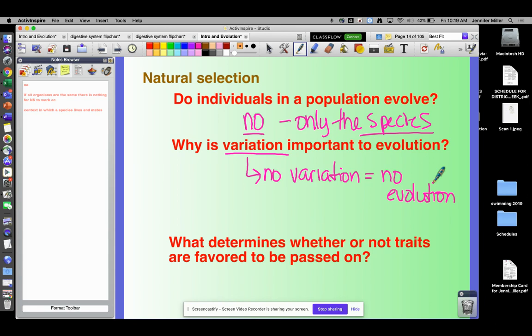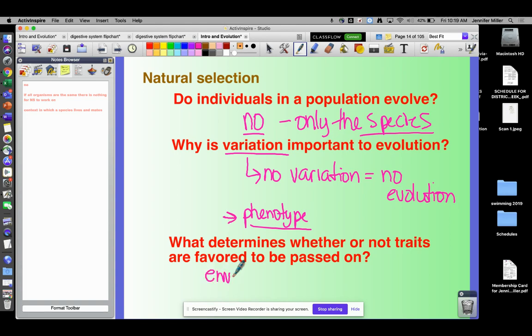All right, and we know that variation we can see in a phenotype. A phenotype is what an organism looks like because of their genotype, because of the genes they have. What do they look like? So you'll see that natural selection always works on a phenotype, right? What it looks like.